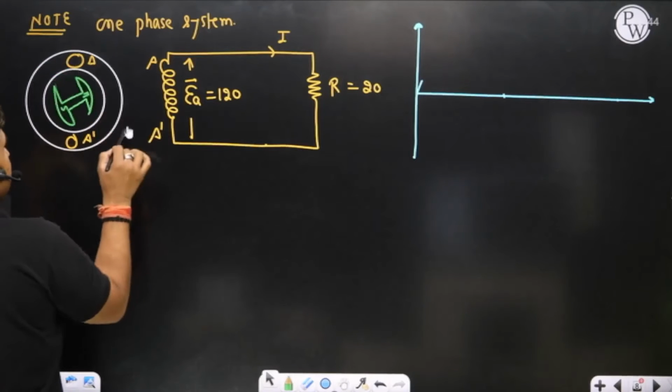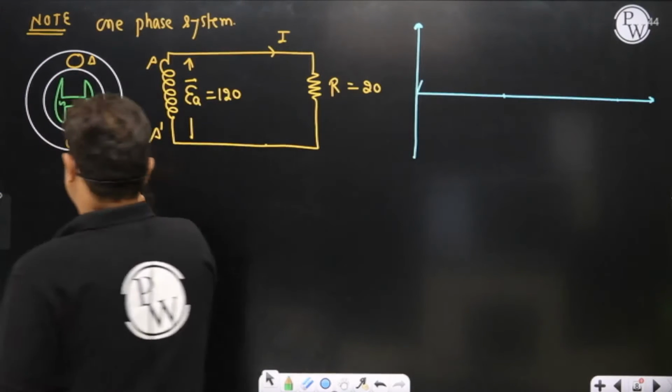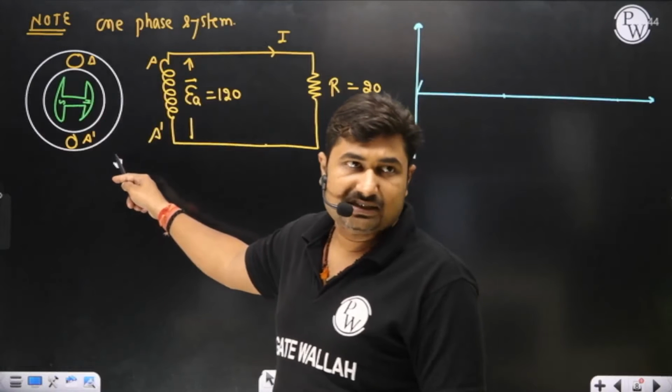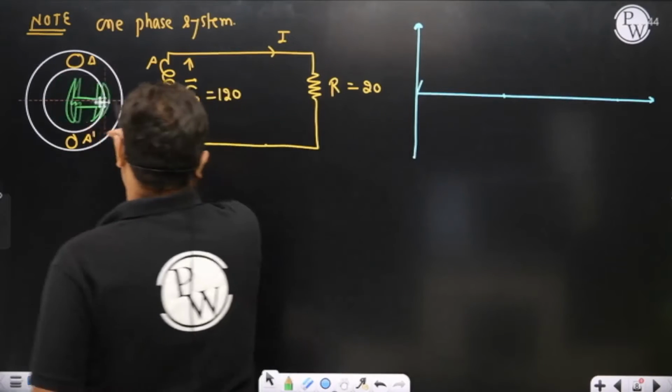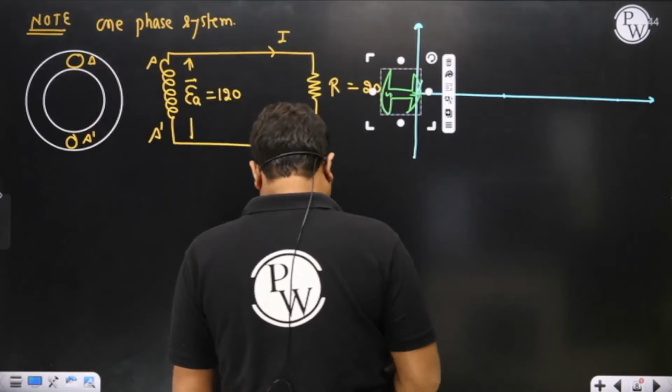At this particular instant, what is the flux? Flux is maximum. On a reference axis, you can represent a time phasor.